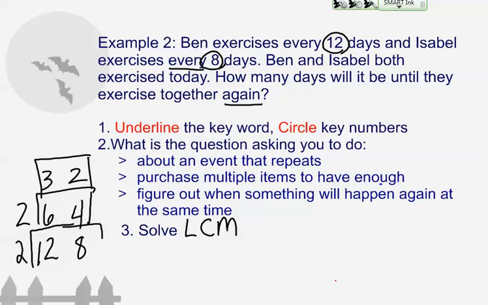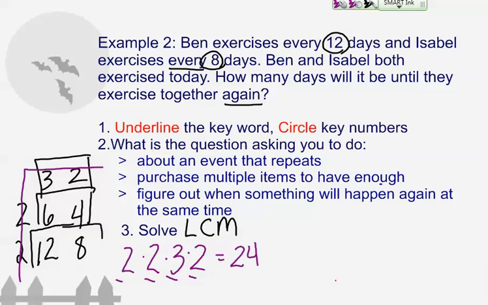Now, since I'm finding least common multiple, the letter I'm going to draw is a what? It's an L. You're right. It's right there. So I'm going to take all the numbers in my L. 2 times 2 times 3 times 2. 2 times 2 is 4. 4 times 3 is 12. 12 times 2 is 24. So the question says, how many days will it be until they exercise together again? The answer is 24 days.